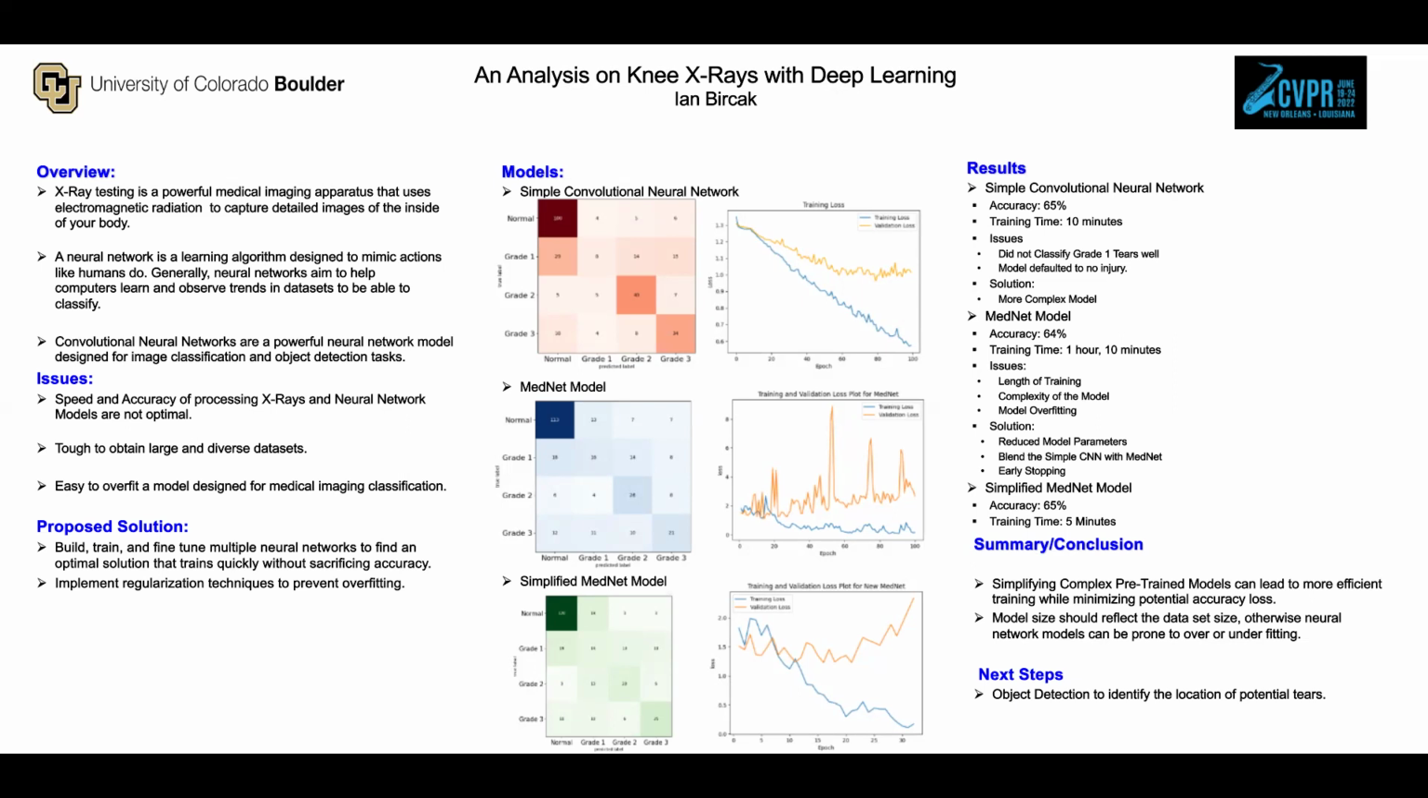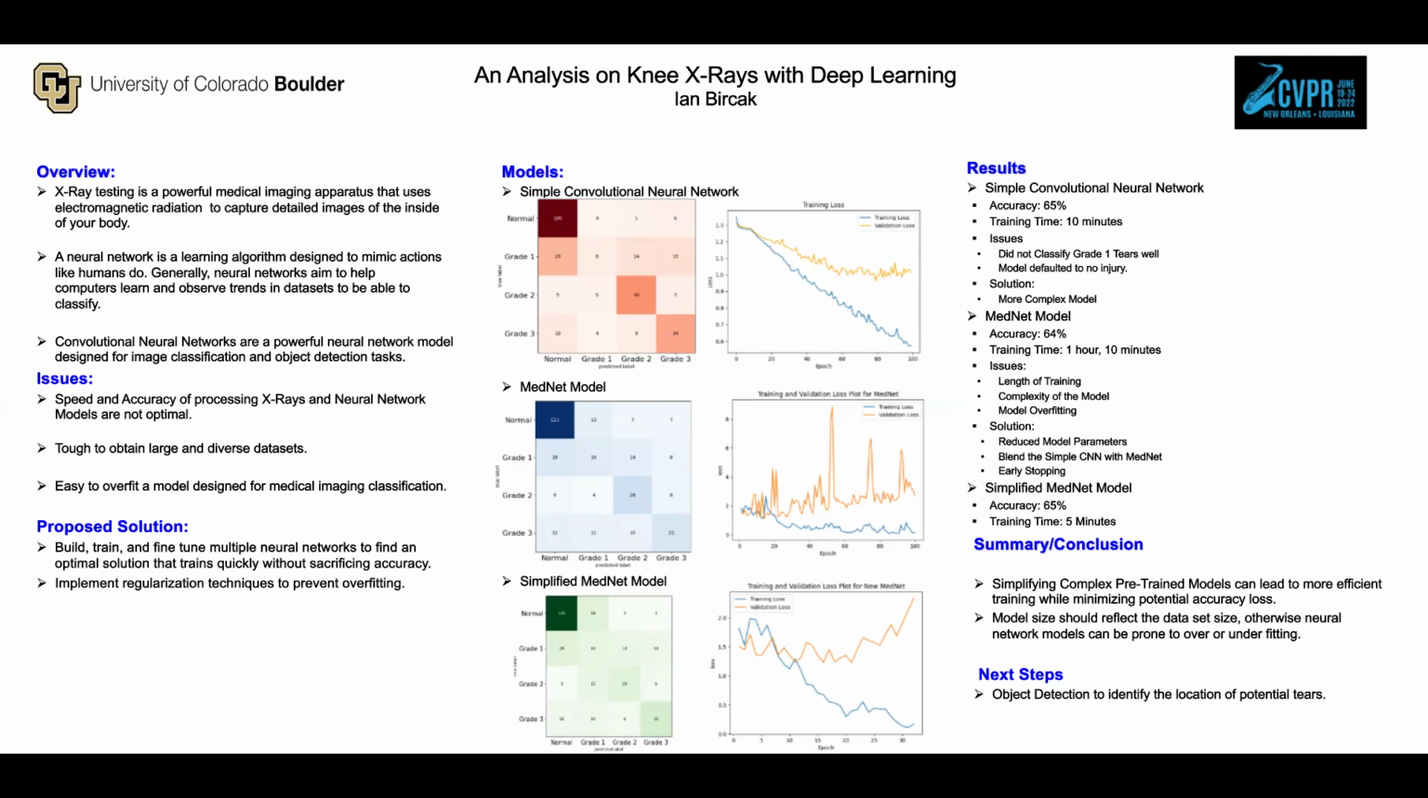With that being said, there are some issues with current solutions to be able to do medical classification. Mainly, it's tough to obtain large and diverse data sets, and that is primarily due to medical privacy rights, where you have to ask for consent from the patient to be able to share medical information, and that is generally not an easy task. When you combine it with the fact that current existing pre-trained medical imaging classification models are very complex, it is very easy to overfit a model.